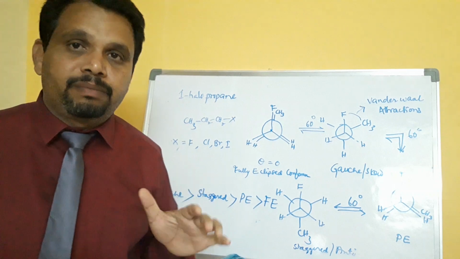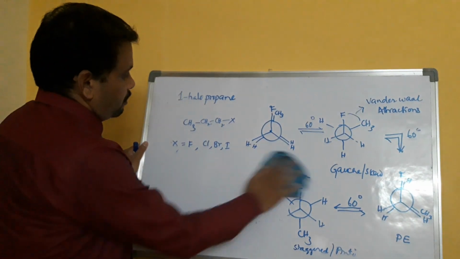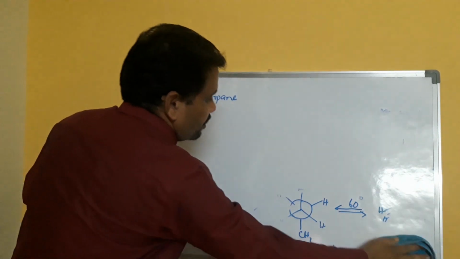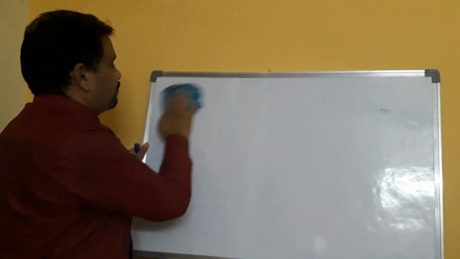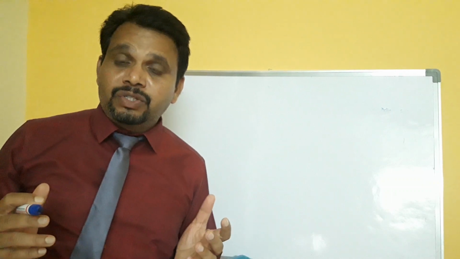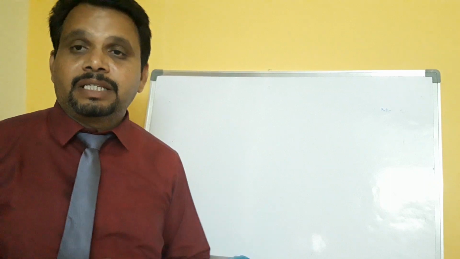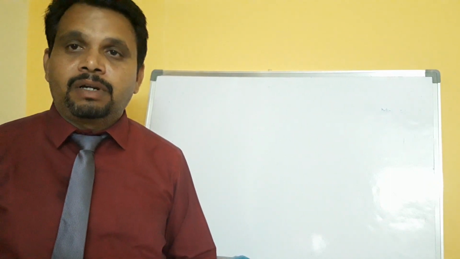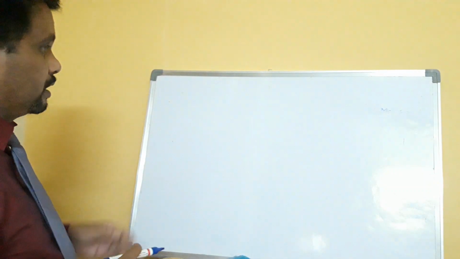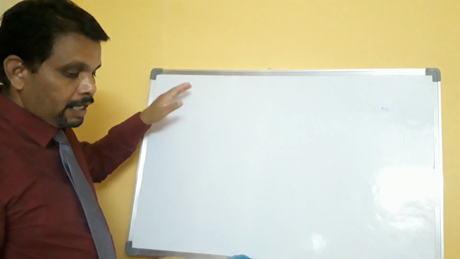This you should remember. Okay, so here van der Waals attractions play a role so that the order of stability changed, where in the case of n-butane, the anti-conformer or staggered conformer is more stable than gauche, but in this case due to the van der Waals attractions, gauche is more stable. Okay, that is about 1-halopropane kind of examples.